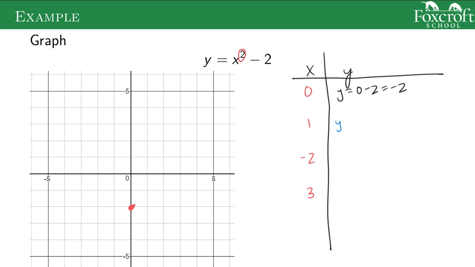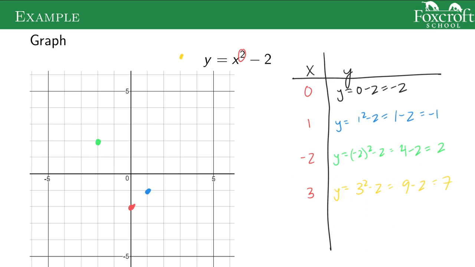All right, the next one, y is 1 squared minus 2. 1 squared is 1, and that gives me -1. So when I plug in 1, I get -1. So 1, -1 is on my graph. All right, -2, I'm going to get -2 squared minus 2. -2 squared, when you multiply -2 times -2, you get +4. That gives me 2. So I put in -2, I get +2. And 3. 3 squared is 9. 9 minus 2 is 7. So I put in 3, I get 7, which is just off my graph up there.